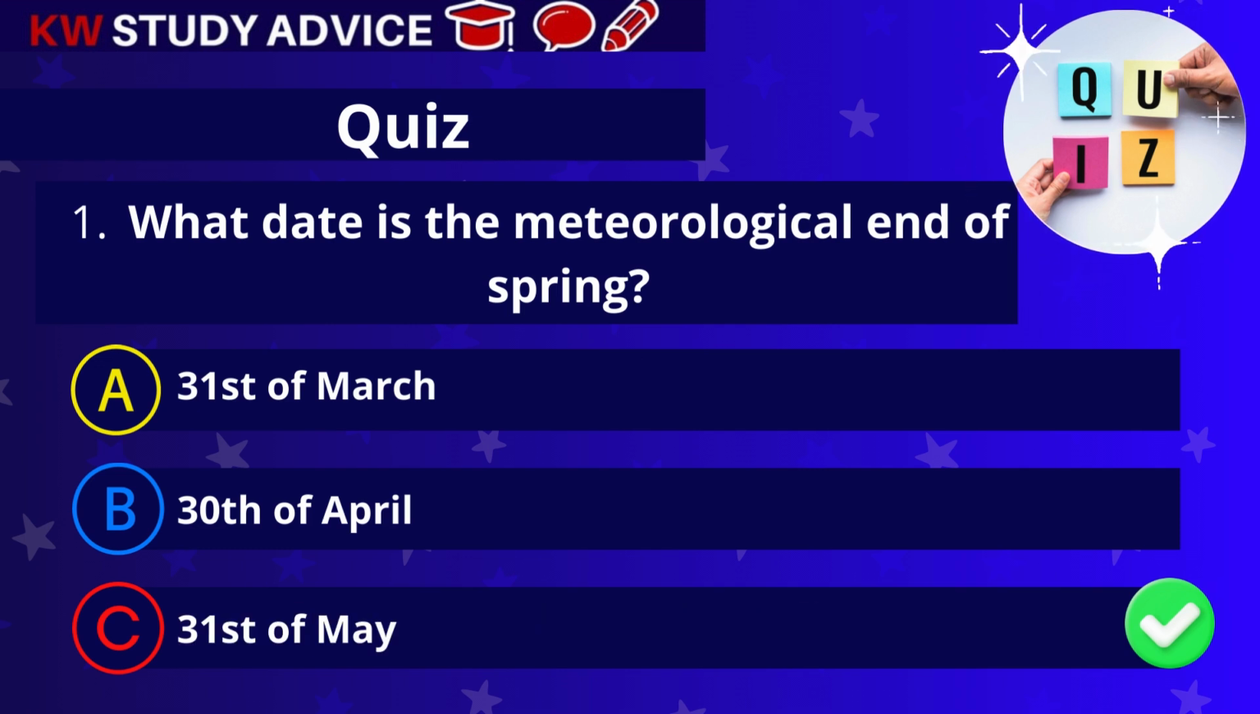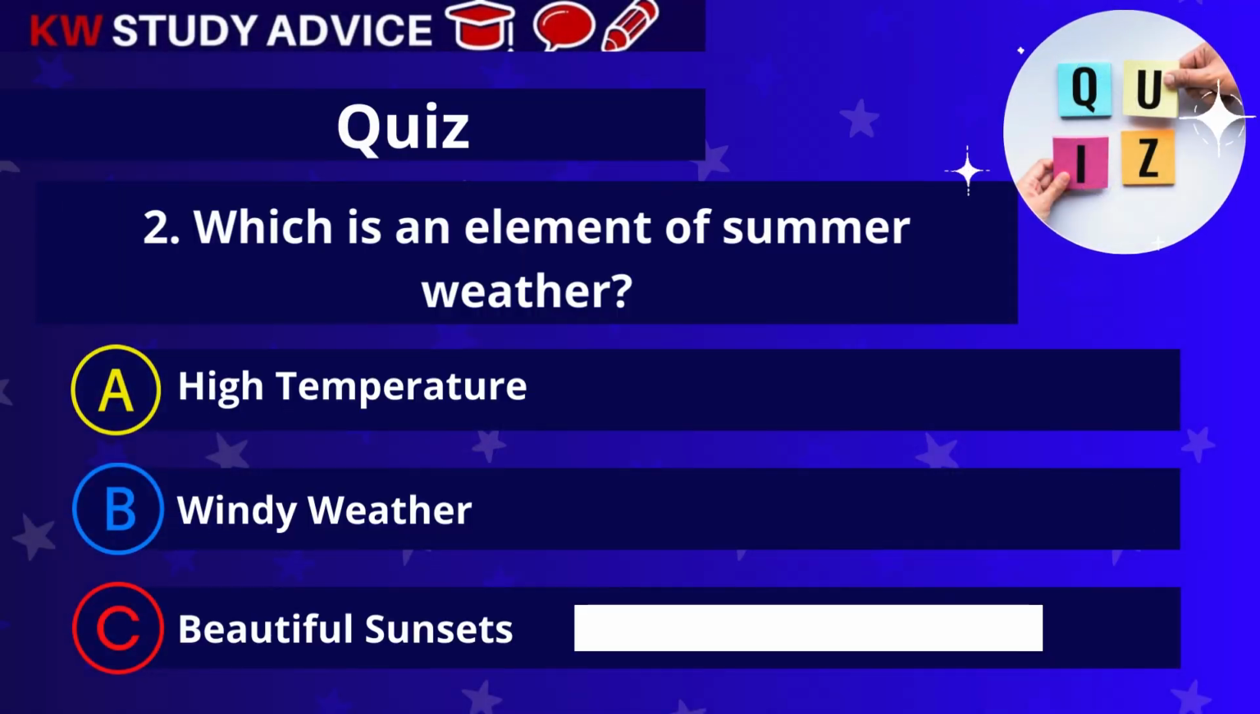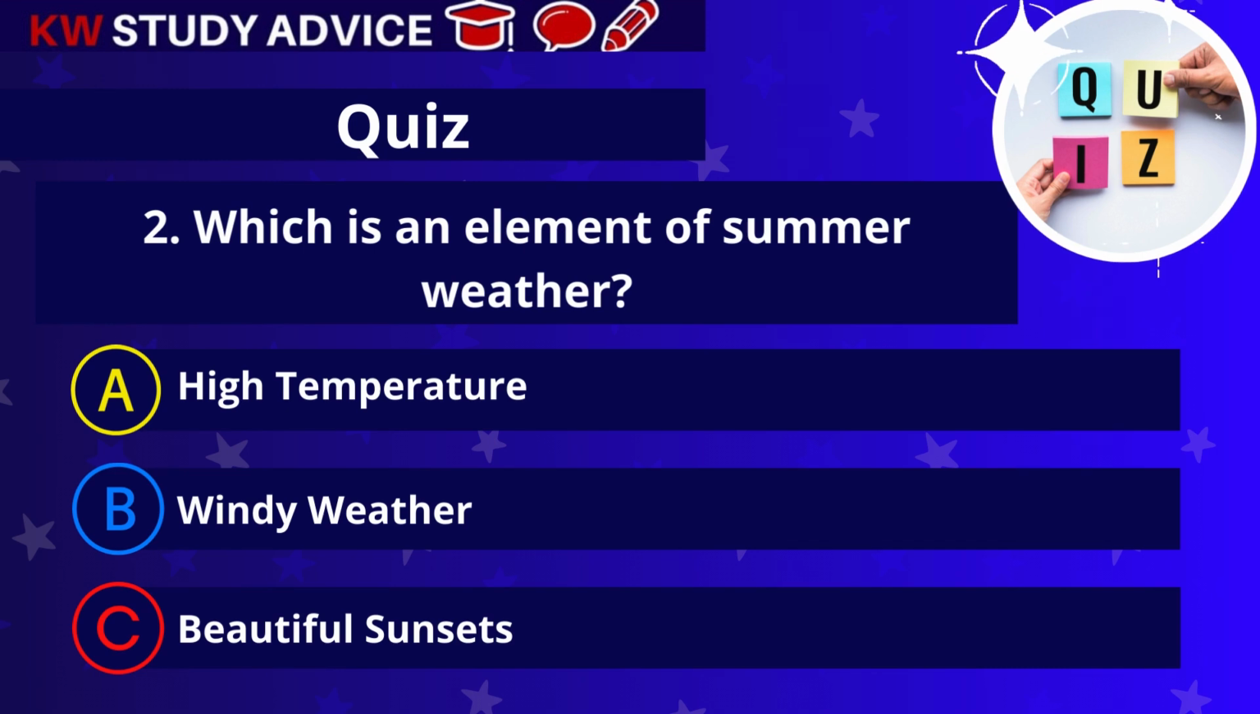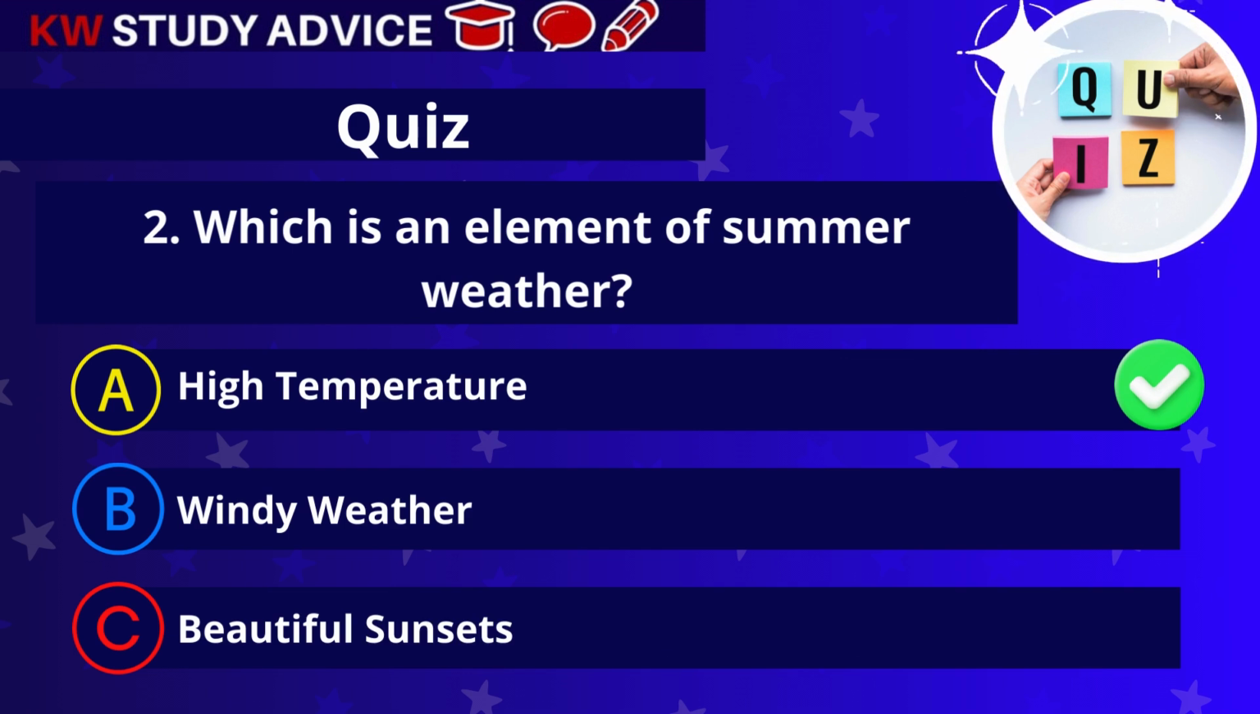And the correct answer is the 31st of May. Question number 2. Which is an element of summer weather? Would it be A, high temperature, B, windy weather, or C, beautiful sunsets? And the correct answer for question 2 is A, high temperature.